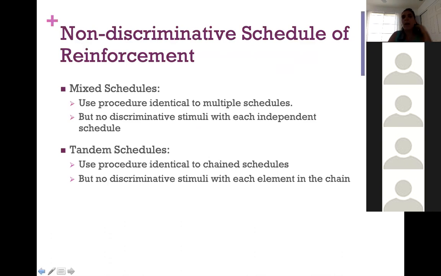Thank you. But okay, so another thing for tandem, like we said, it is similar to chain. We have elements. They're successive, right? But we don't have a discriminative stimulus, and we don't have a signal, right? Forget it. I don't want to confuse you. Let's keep it as is. Very similar to chain, but no discriminative stimuli.